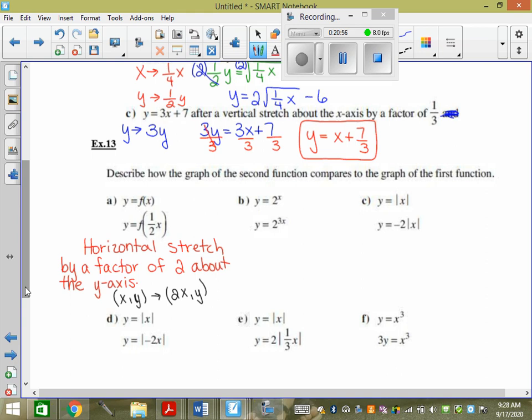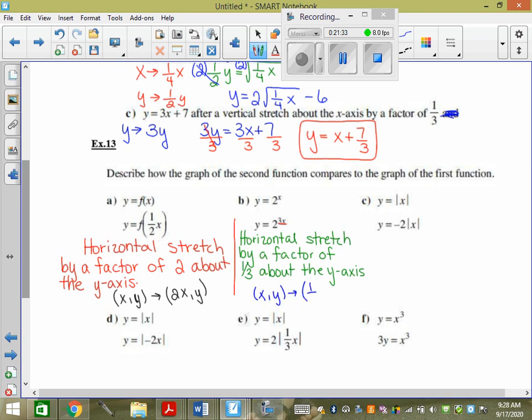This one, I have a 3 up here. So this is a horizontal stretch. It's in front of my x. By a factor of what? Three? No, it's 1/3, right? It flips. About the y-axis. And my mapping will use 1/3 because my words use 1/3. Stretches and reflections multiply. Translations add, subtract.